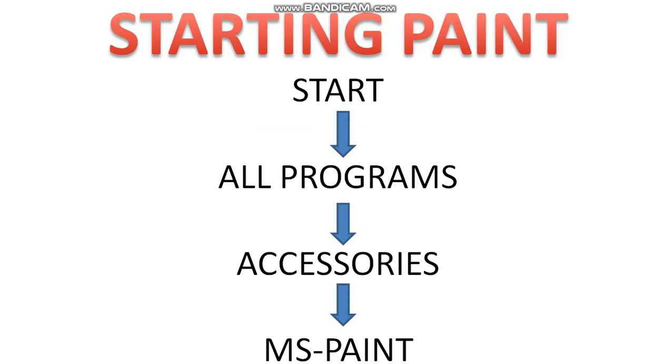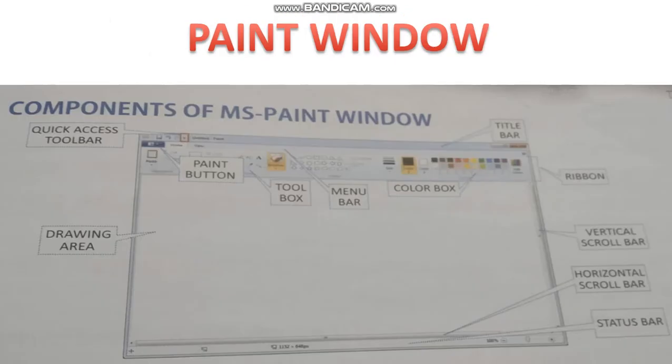Starting Paint. To start Paint, we have to click on Start, All Programs, Accessories and Paint. When Paint is started, a window appears like this. This is the Paint window.